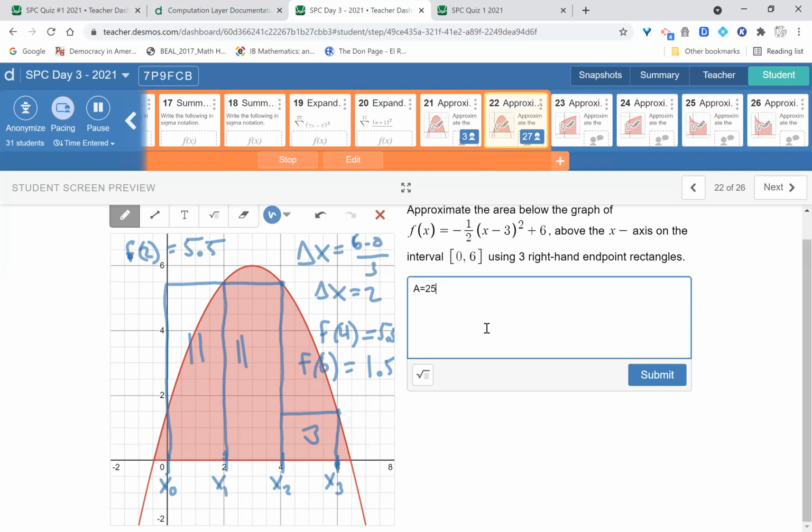All right, ladies and gentlemen, it's 2 o'clock. You're now armed and dangerous. You have enough information to be able to do tonight's homework.